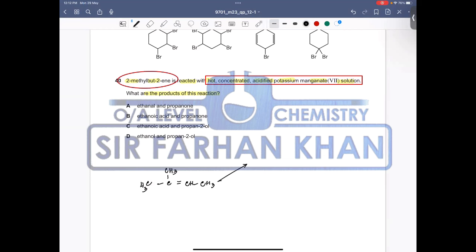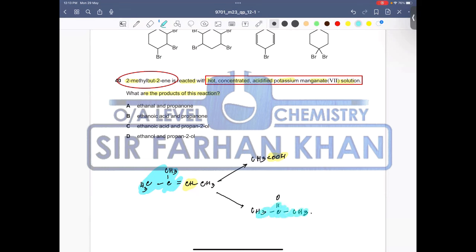Now, when you react this compound with hot concentrated KMnO4, obviously this CH is going to be COOH. So CH3 will remain, and this CH will turn to COOH. I hope it makes sense to you. On the other hand, we have this compound. And this double bonded carbon has no hydrogen, which means it will turn to ketone according to my lecture. So this CH3 will remain as it is. This will turn to ketone. So this is going to be your ketone.